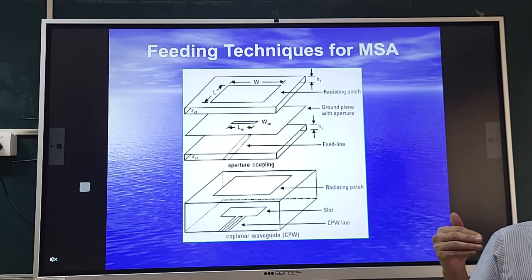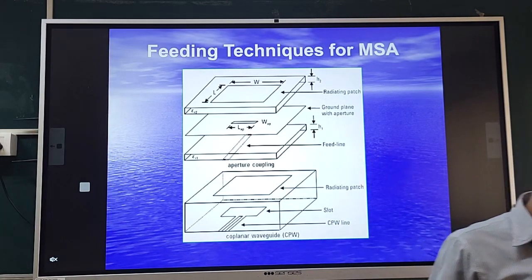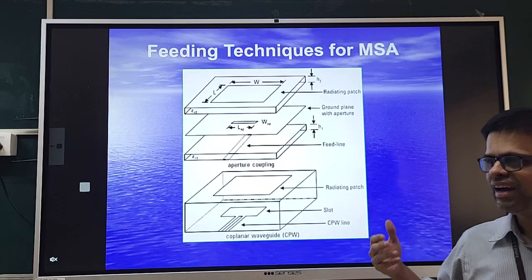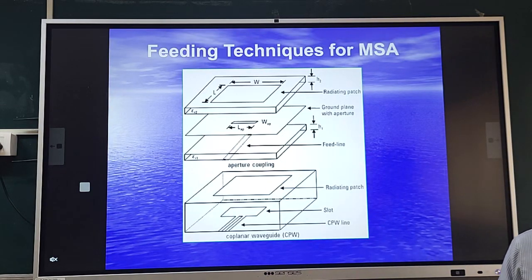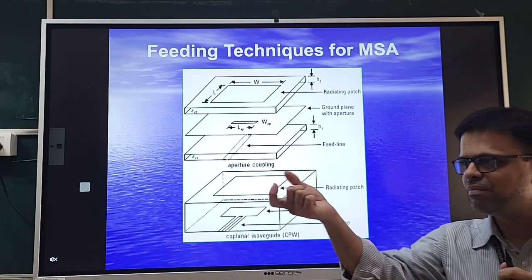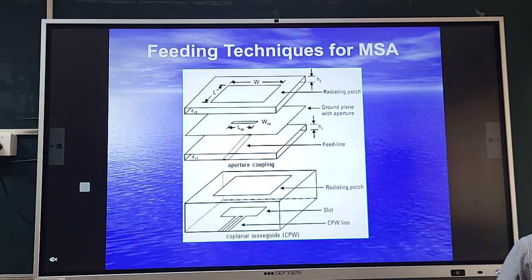And as you will see, the complexity of the feeding technique is increasing. As you go from coaxial to microstrip line to electromagnetic to the aperture, you can see the amount of design features and complex calculations involved. Complex calculation means one needs to clearly decide, for example in microstrip line feed, what is the edge impedance. In case of electromagnetic feeding, what is the positioning of that microstrip line below the patch. A lot of design iterations are needed there.